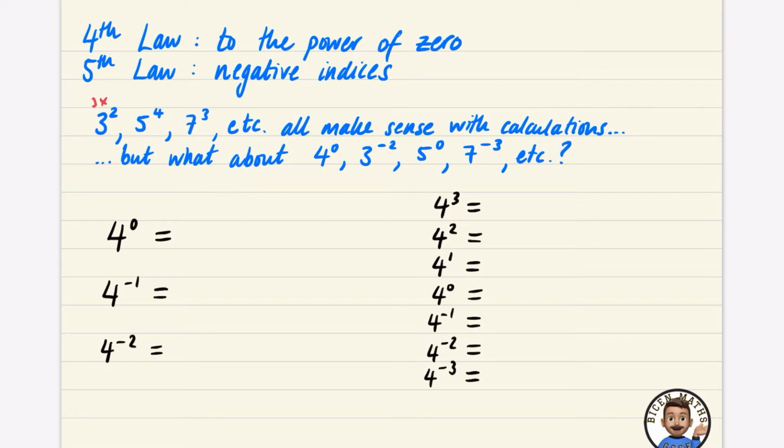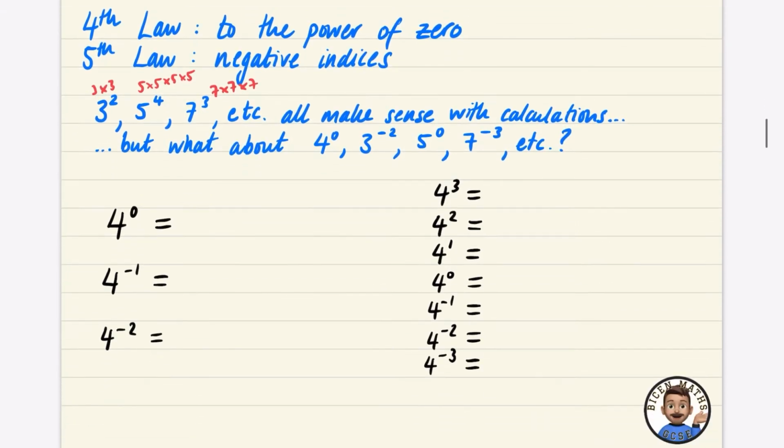3 squared means 3 times 3, and 5 to the power of 4 means 5 times 5 times 5 times 5, and 7 cubed means 7 times 7 times 7. But what does 4 to the power of 0, or 3 to the power of minus 2, or 7 to the power of minus 3, what does it even mean? Because how can you multiply 4 by itself 0 times? Or how can you multiply 3 by itself minus 2 times? It doesn't really make sense.